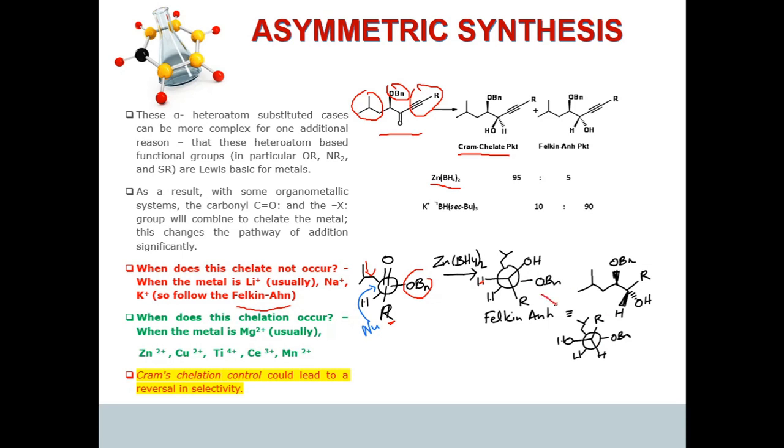Now if I redraw this structure, what I have done is I have rotated this. When I rotate this, my OH comes over here, my R moves to the other side, and my hydrogen is here. You can see my OH and my hetero group, they are anti to each other. Okay, they are anti to each other, and this is my Felkin-Anh product.